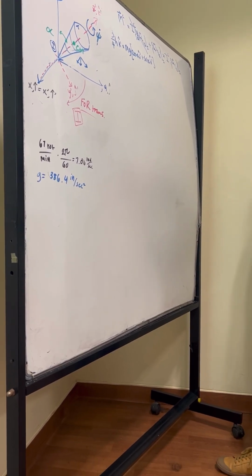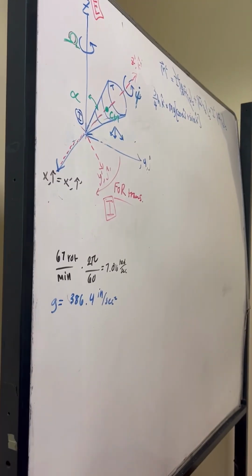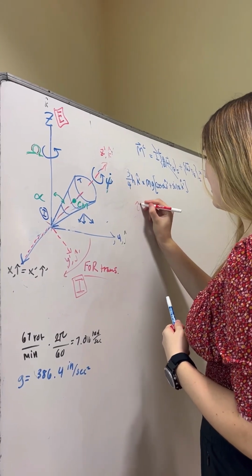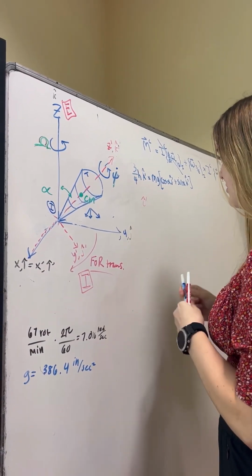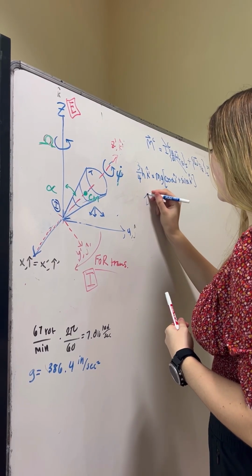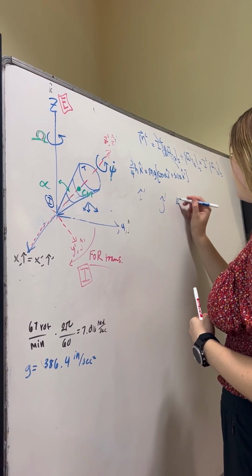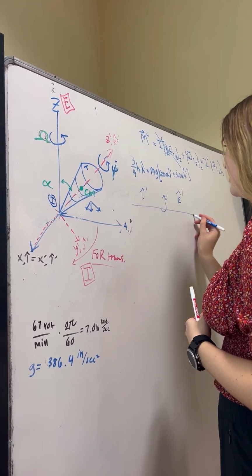Gracie, do you want to do this cross product? Yeah. Alright, cross products, my specialty. So we're just going to set it up like this. So I hat prime, that's almost dead. So I hat prime, J hat prime, and K hat prime. This is what it's about.